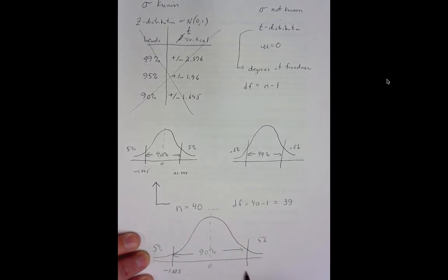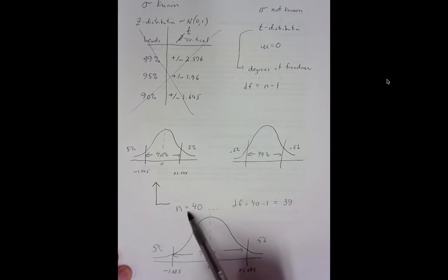Because of symmetry, we know this has to be 1.685. So, does the t-distribution for 90% always result in negative 1.685 and positive 1.685? No. It depends on the degrees of freedom. It depends on the sample size. If I have n equal 50, then this is going to change.